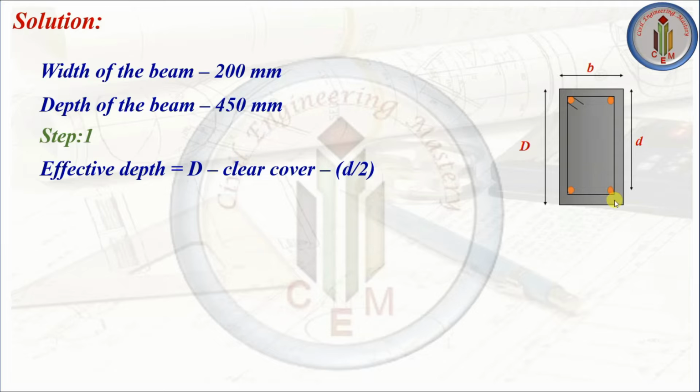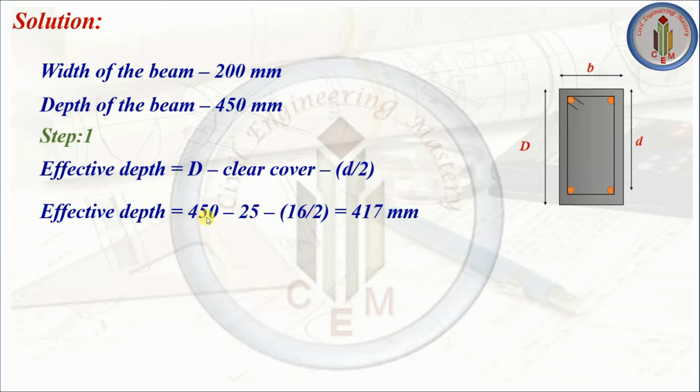So this is the cover. Usually we provide 25 mm for beams. So that clear cover and then this dia by 2, whatever the bar we are providing here, that divided by 2 we have to deduct from the overall depth to get the effective depth. You can see this small d is the effective depth. So effective depth is equal to 450 minus clear cover minus dia by 2. Here I am assuming we have provided the 16 mm dia bar, so that's why I took 16 by 2. So we get the effective depth as 417 mm.